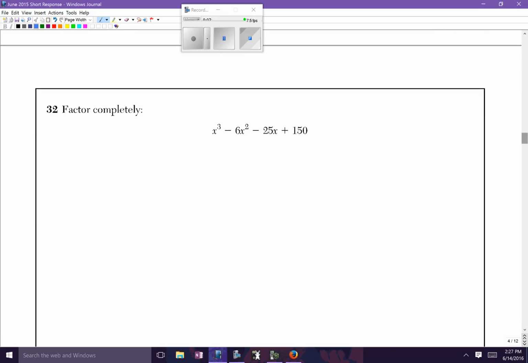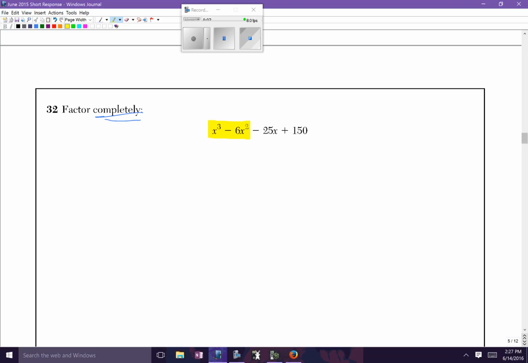Factor completely. So whenever it says factor completely, it should trigger you to know that there's not just going to be one factoring technique used. You might have to use several over and over again. Now this one has 4 terms, so I'm going to bypass looking for a GCF. I'm going to bypass asking if it's the difference of squares. I'm going to bypass saying is it a trinomial, and go right ahead and do factoring by grouping.